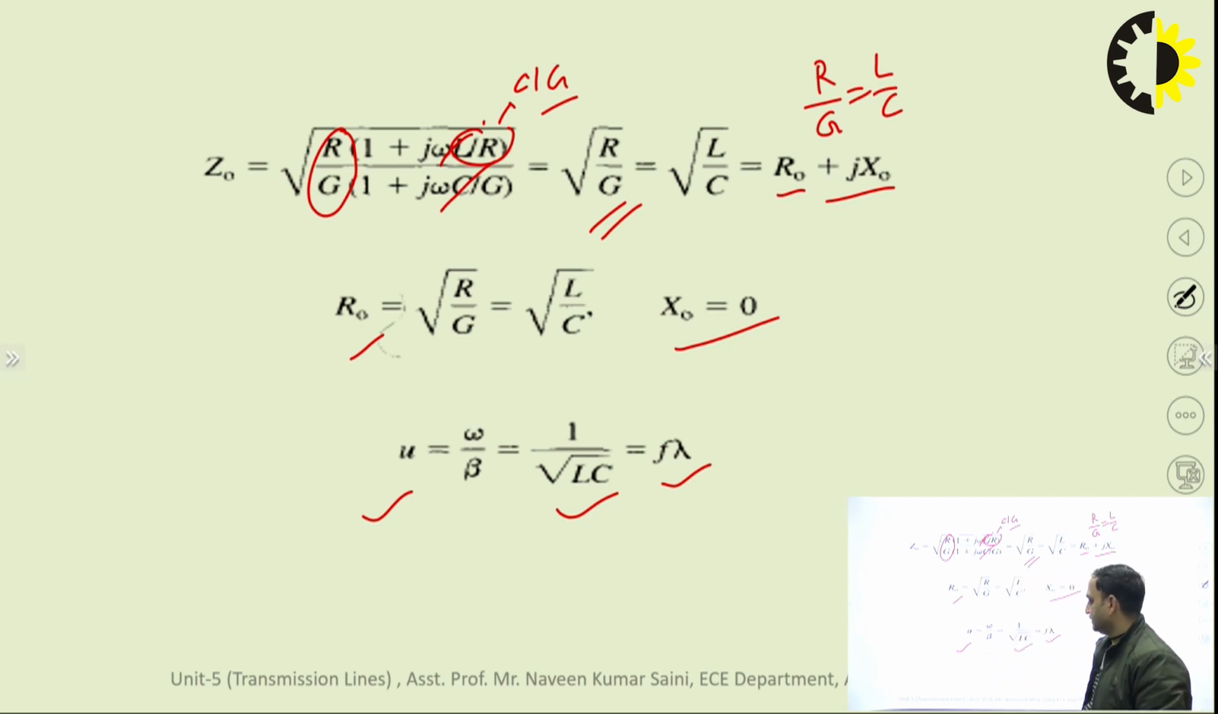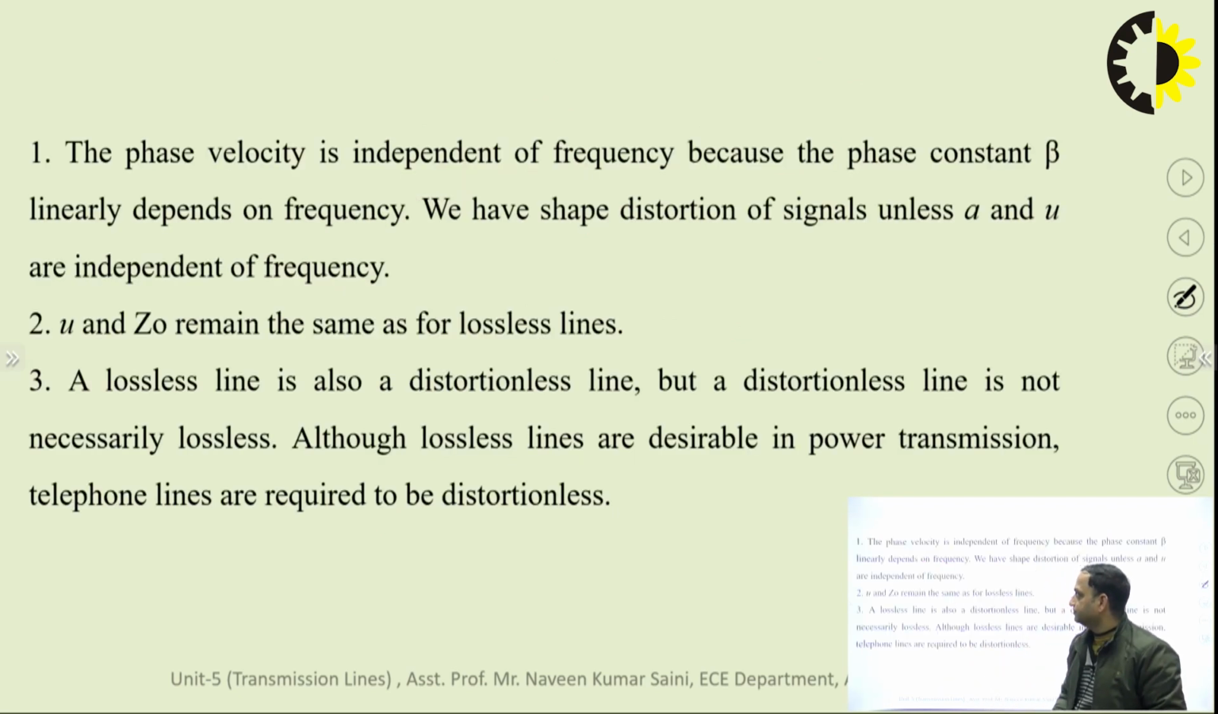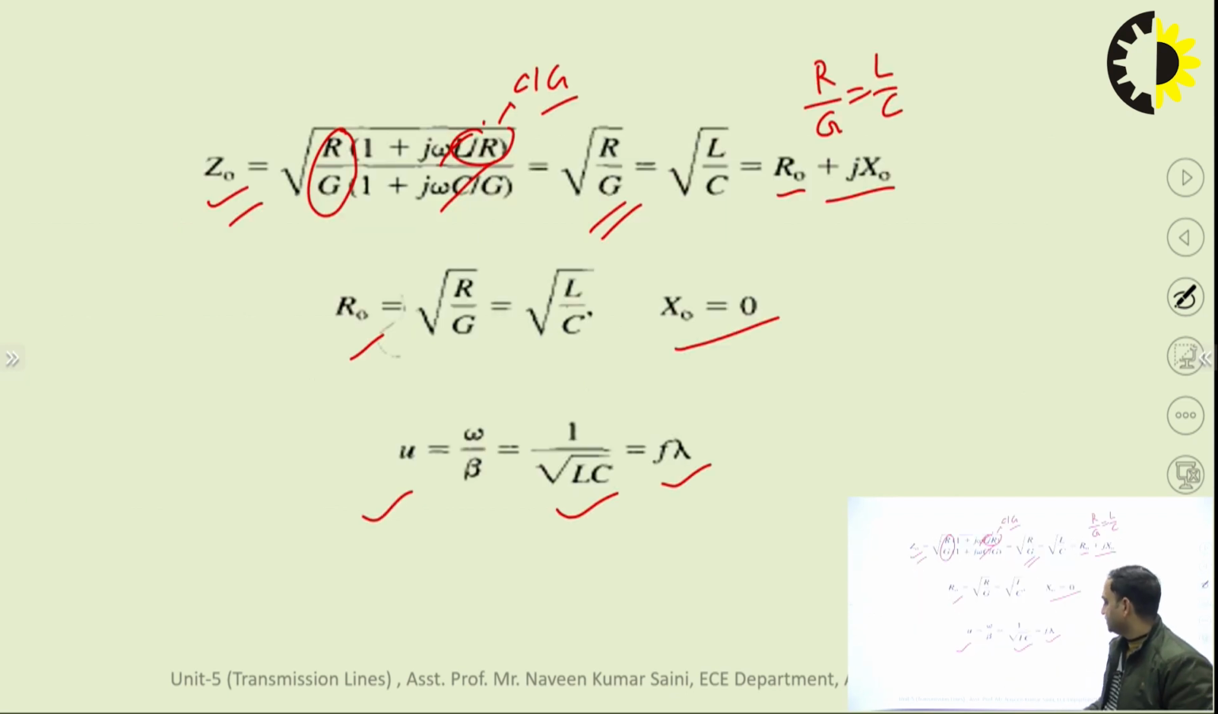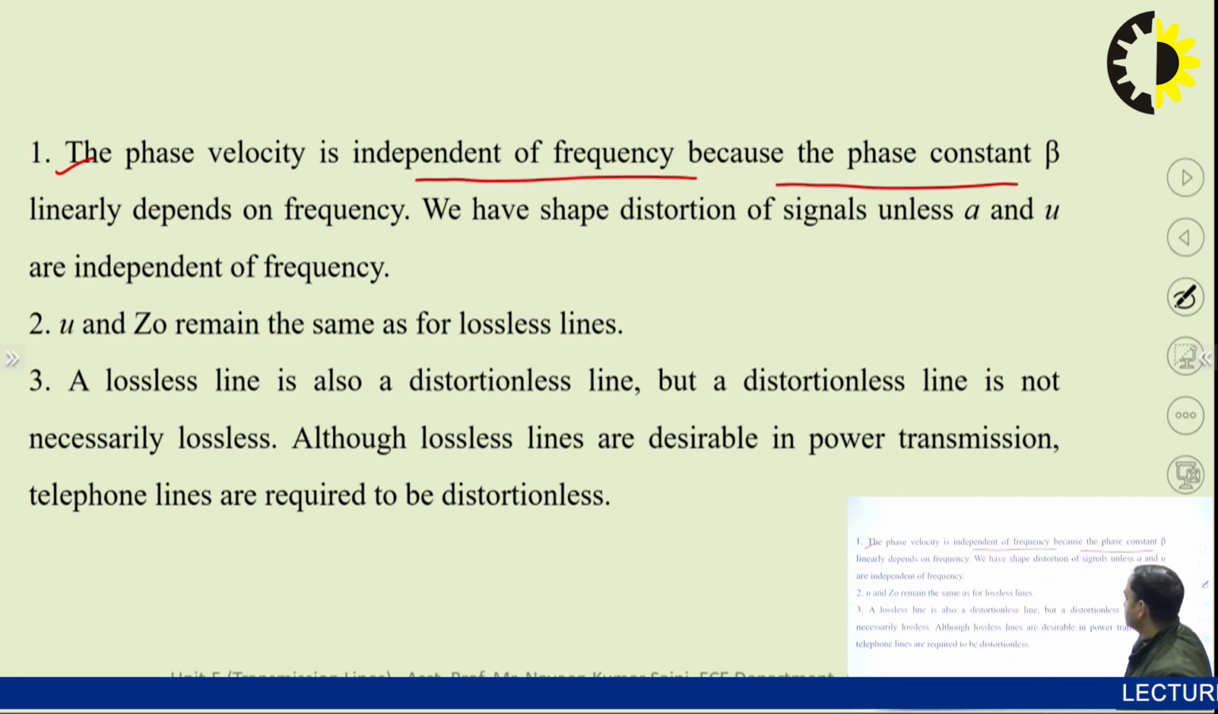We just have to take care about this equation and apply the condition for Z naught, R naught and U. Here the phase velocity is independent of the frequency, under root LC. So, these are some of the observations: the phase velocity is independent of frequency because the phase constant beta linearly depends on frequency.